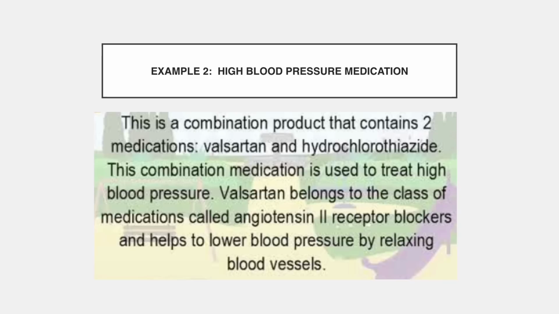So all of the vocabulary in this paragraph would all be part of that greater lexicon category known as high blood pressure medication.